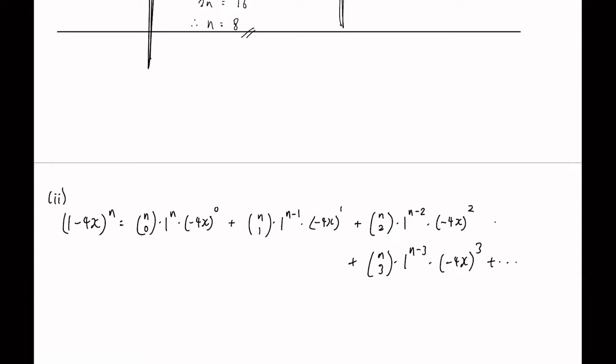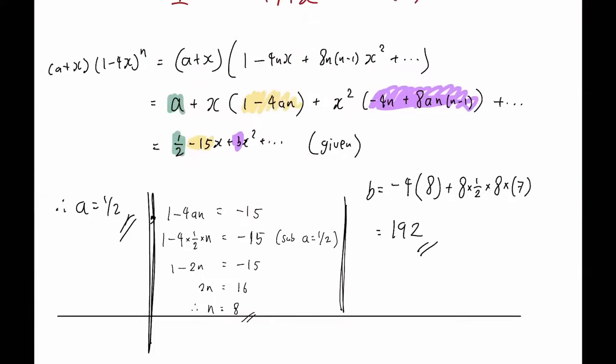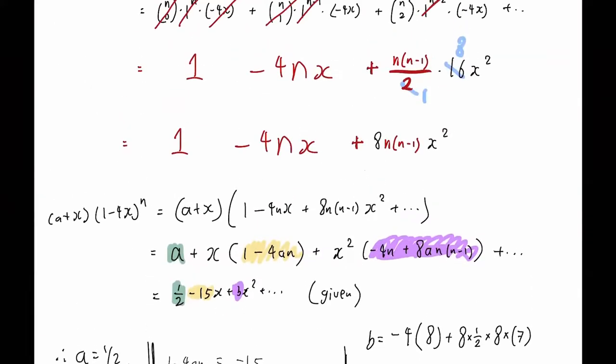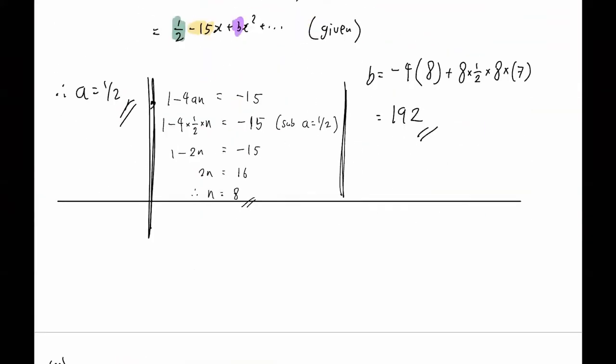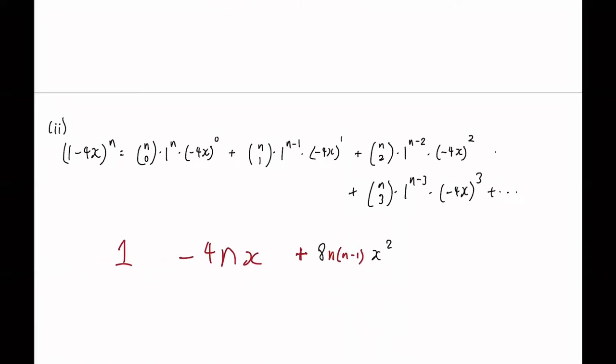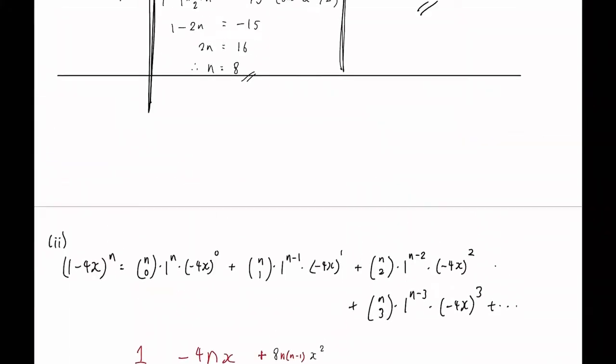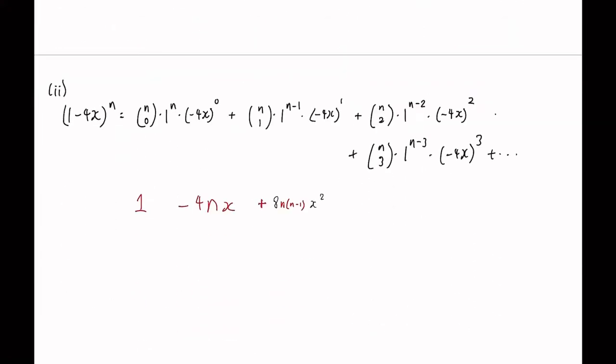Of course, the first few terms we already know. It is just 1 minus 4nx plus 8n times n minus 1 times x squared. Wait a minute, actually we know the value of n, right? What's n? n is 8. So actually, we don't have to deal with the generic variable version already. But never mind, I'll just use it since I already wrote halfway.